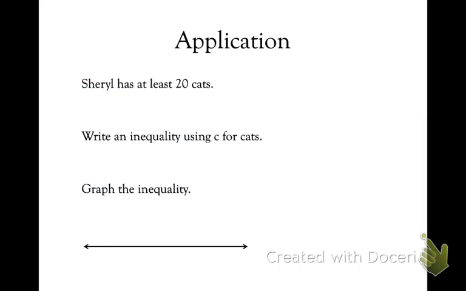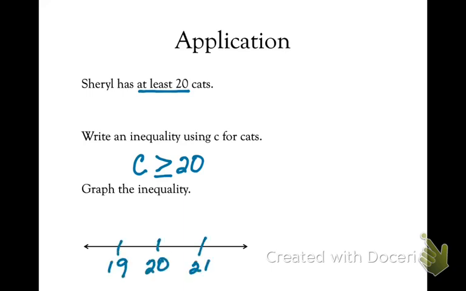Cheryl has at least 20 cats. Now remember, at least means that is the bottom number and everything's bigger than that. So write an inequality using c for cats. So we know we have c and we know we have 20. Now, again, at least, that's my bottom number. So c has to be bigger than that, or it could equal that. So I'm going to put greater than or equal to 20. And then to graph that, I'm going to make a graph with 20 in the middle. I'm going to use a closed circle and shade to the right. I think you have what you need to do your practice.